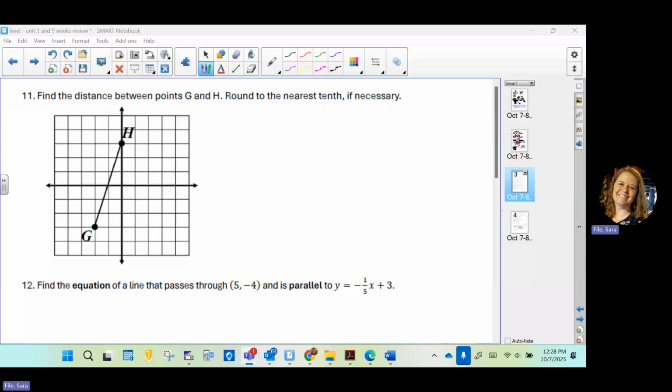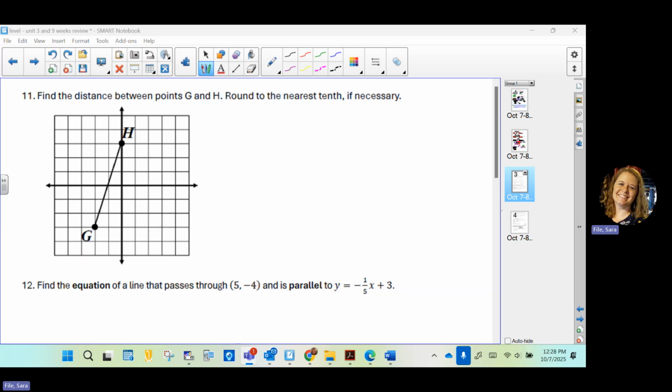So Unit 3, 9 weeks review. We're on the third page, number 11. All right, here it asks us to find the distance between G and H. Remember distance formula, this was back in Unit 1.